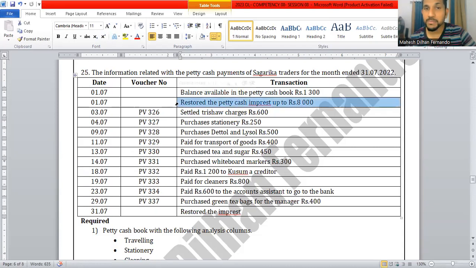Restore the petty cash imprest up to 8,000. Then how much have we got to receive?